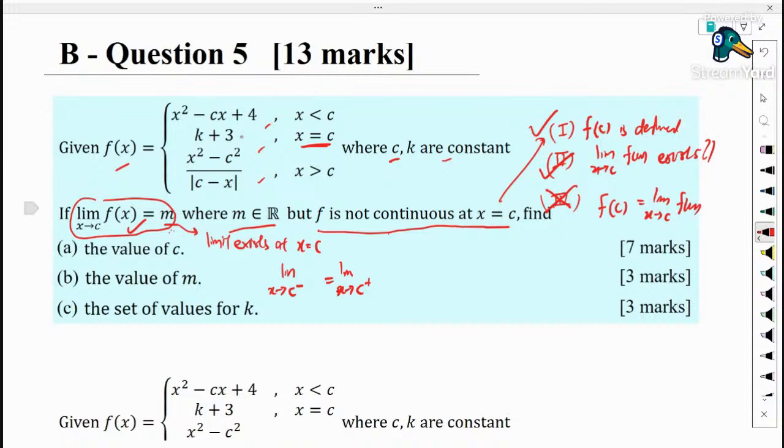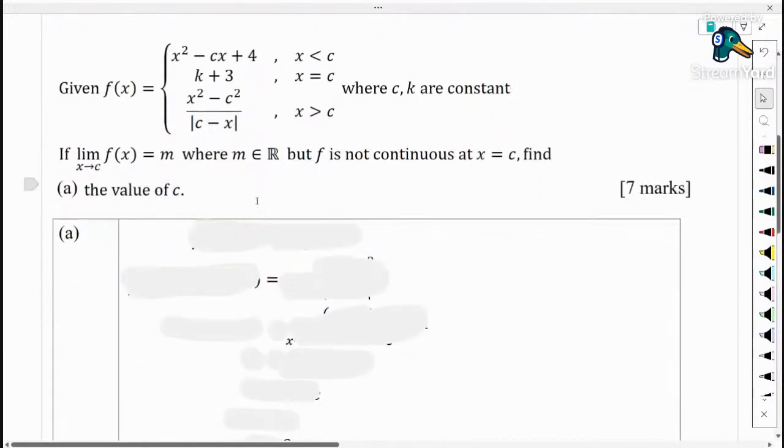If this condition is not fulfilled, that means these two are not the same. And anyway, after I understand all these situations, let us try to solve the question accordingly, where we want to find the unknowns C, M, and also K. So first, I want to find the answer for C.